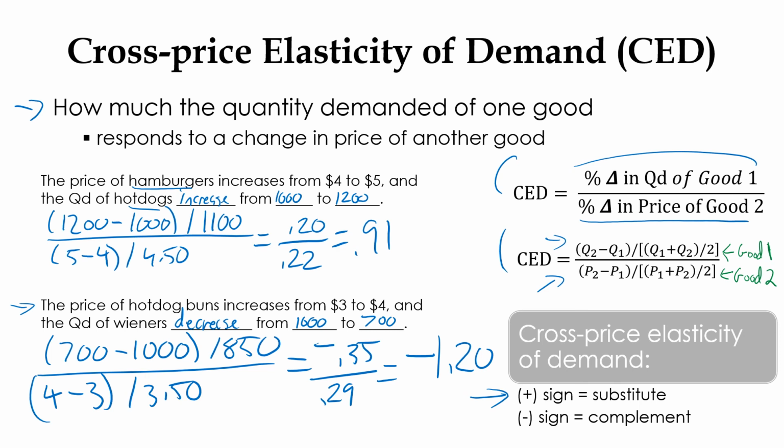We know that because there's an increase in the price of hot dog buns, that leads to a decrease in the quantity demanded of another good, that they must be complements then. So whenever you do this calculation, that's typically what you're trying to find out. You're trying to find out if it's a substitute or if it's a complement. You get a positive sign, it's a substitute.